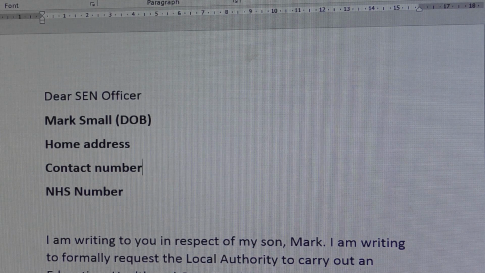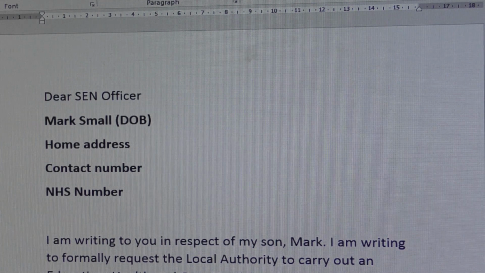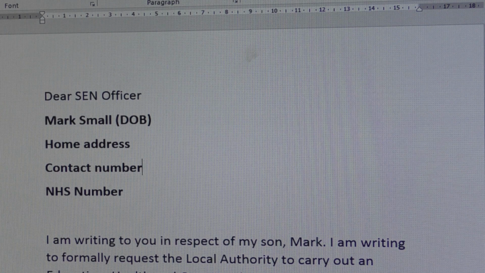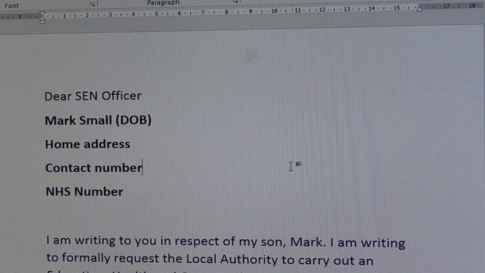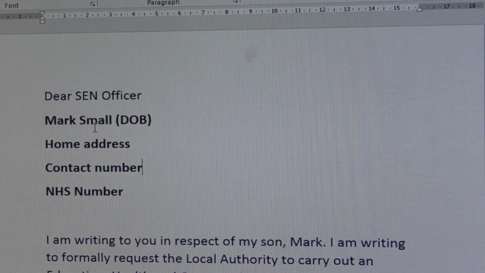Just put that in. What we want to do with this letter is make it easy for the local authority to say, yes, we're going to carry out an assessment. And in my experience, a lot of requests are refused because they don't have sufficient information in that 6-week period. And a hell of a lot of time is wasted. So hopefully this will help.